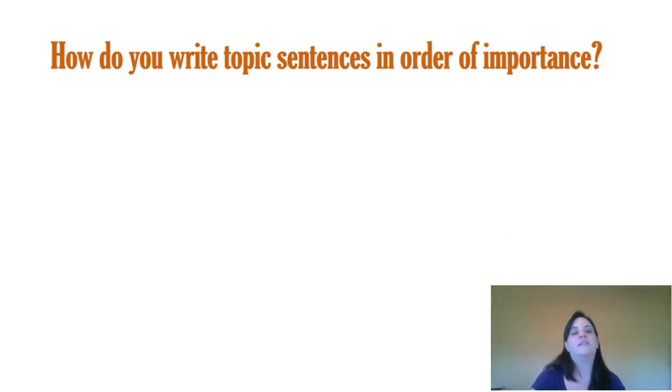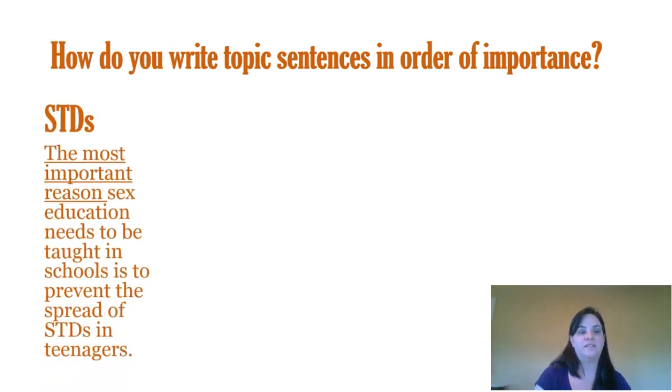So now that I've decided how to organize my ideas and that each idea will be its own body paragraph, I need to write topic sentences, and I need to make sure that I'm using some transition words to signal to my reader that I'm writing using the order of importance pattern. My first body paragraph is about STDs, and that topic sentence may look like this. The most important reason sex education needs to be taught in schools is to prevent the spread of STDs in teenagers. My transitional phrase here is the most important reason. It's very clear that I believe that this is critical.